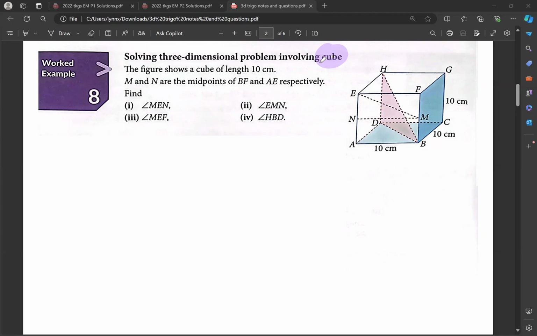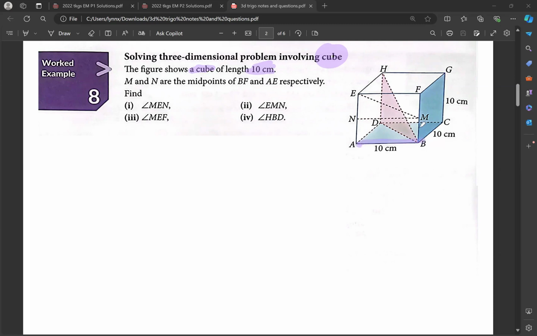What's the fundamental about cube? Yeah, but what about it? What's the property of a cube that you all need to know? No. Nothing to do with it. Yes, very good. All sides are the same. So all sides are the same. And they say that the cube has a length of 10, right? So where are all the sides of 10?